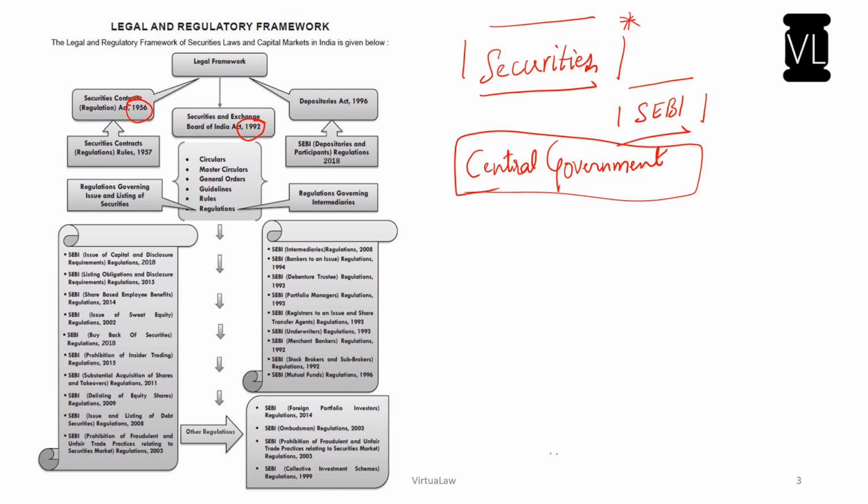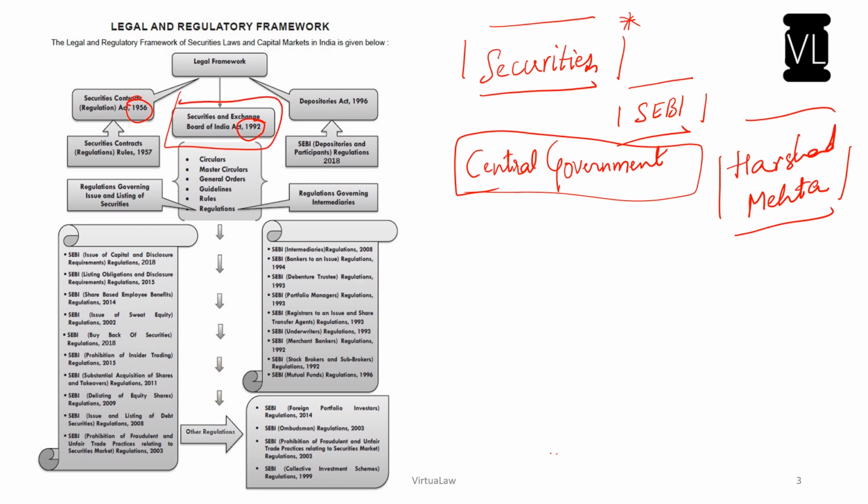But later, a need was felt when there was a scam by a person like Harshad Mehta, which shook the entire securities market of the country. That was when the government realized that there needs to be an independent regulatory authority which would look after the compliances and other regulatory environment in the securities market in the country. That is when the Securities Exchange Board of India Act 1992 was enacted.